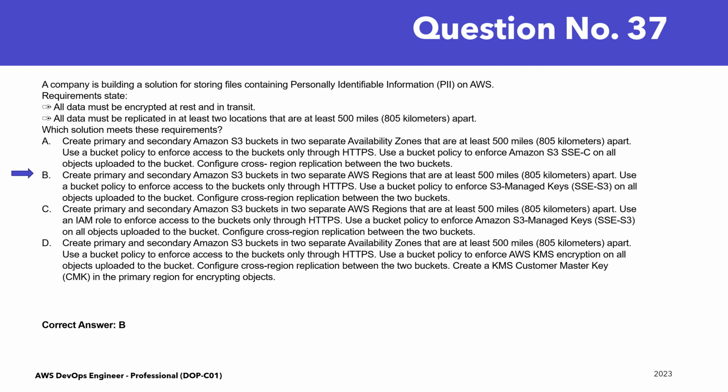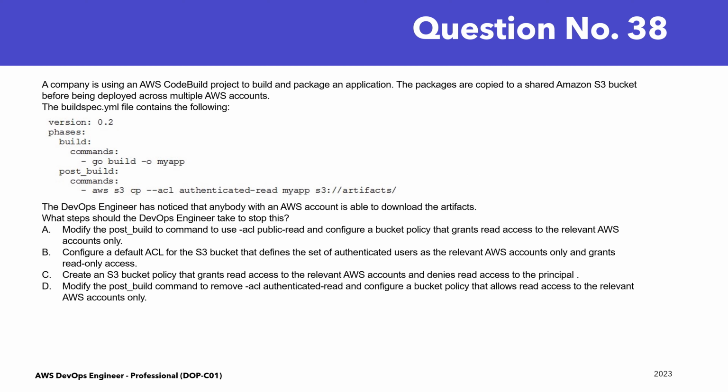Correct answer, B. A company is using an AWS CodeBuild project to build and package an application. The packages are copied to a shared Amazon S3 bucket before being deployed across multiple AWS accounts. The buildspec.yml file contains the following. The DevOps engineer has noticed that anybody with an AWS account is able to download the artifacts. What steps should the DevOps engineer take to stop this?